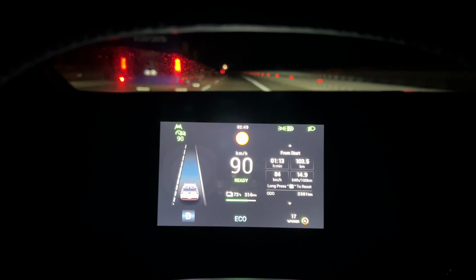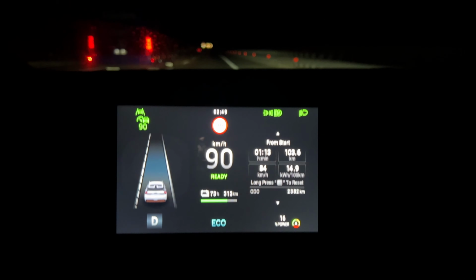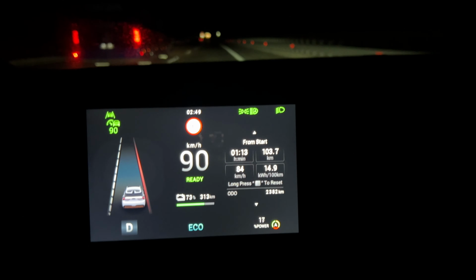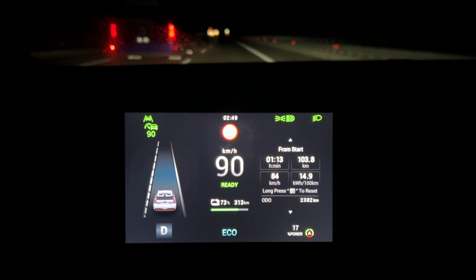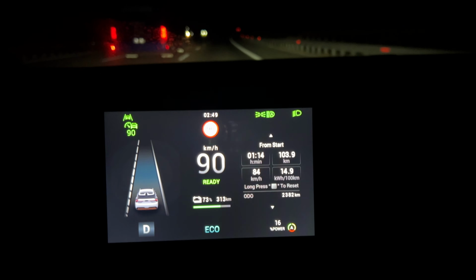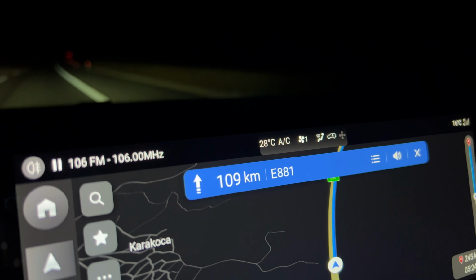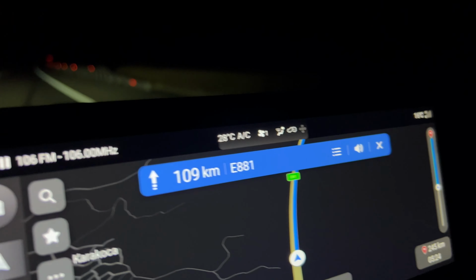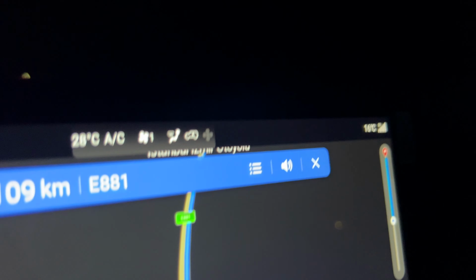I have just passed the 100 kilometers mark, and after 103 kilometers the consumption is 14.9 kilowatt hours per 100 kilometers, and the average speed is 84 kilometers per hour. AC is on at 28 degrees and the outside temperature is 16 degrees Celsius.